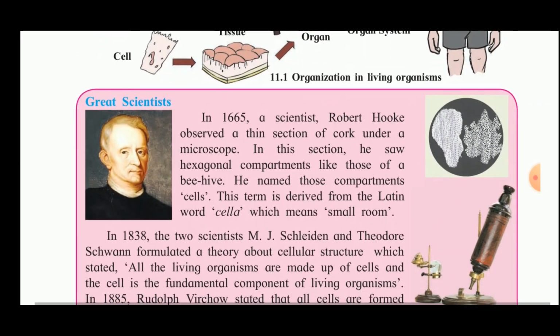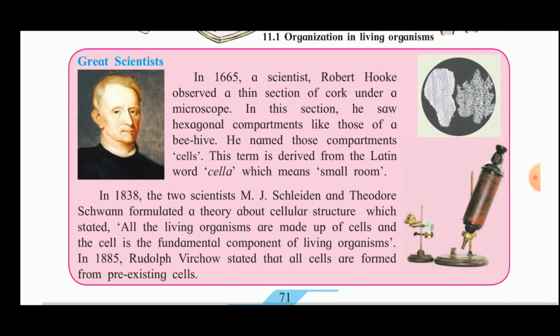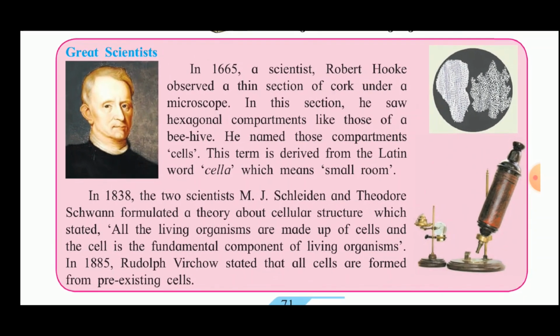Now, let us see about this scientist. In 1665, a scientist, Robert Hooke, observed a thin section of a cork under a microscope. In this section, he saw hexagonal compartments like those of a beehive. He named those compartments as cells. This term is derived from the Latin word cella, which means a small room.